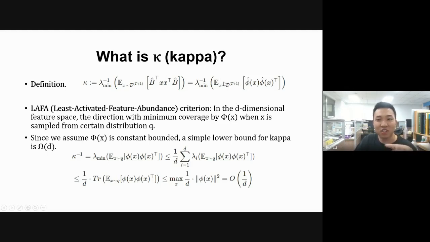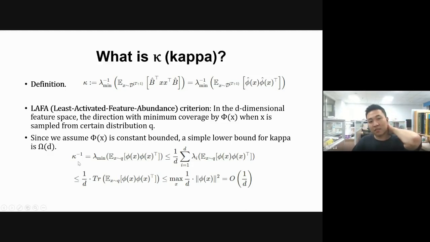Which direction of the feature is least seen when you sample from this distribution? Although your phi hat knows some feature is important, maybe for this distribution this feature is activated very rarely. So then your required number of samples is still large.